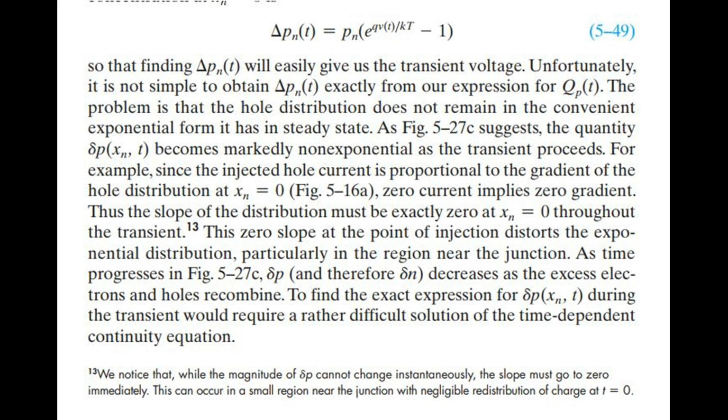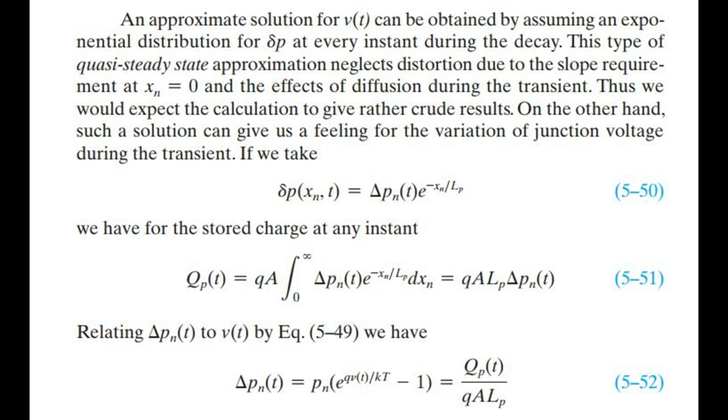As time progresses in Fig. 5.27c, δp, and therefore δn, decreases as the excess electrons and holes recombine. To find the exact expression for δp(xn, t) during the transient would require a rather difficult solution of the time-dependent continuity equation. An approximate solution for V(t) can be obtained by assuming an exponential distribution for δp at every instant during the decay. This type of quasi-steady state approximation neglects distortion due to the slope requirement at xn equals 0 and the effects of diffusion during the transient. Thus we would expect the calculation to give rather crude results.